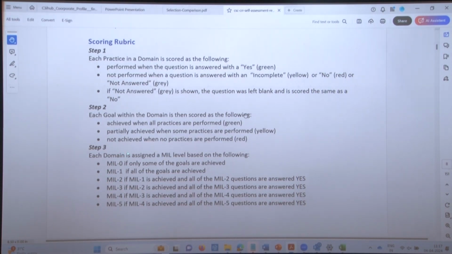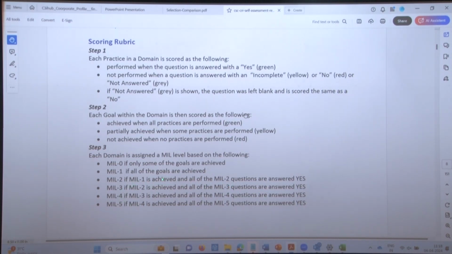So for a domain, let's say there are 5 goals and let's say there are 20 practices across all the goals. If I am doing all the practices, that is, all the practices are green, then that particular goal will be achieved, and if all goals are achieved for a particular domain, then we will say it is in the first maturity level.